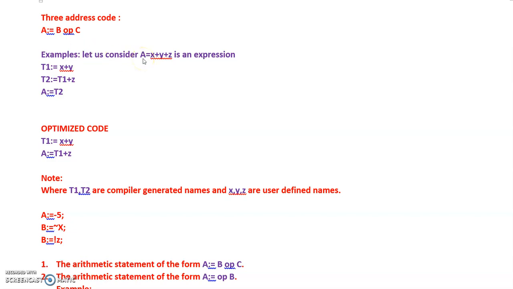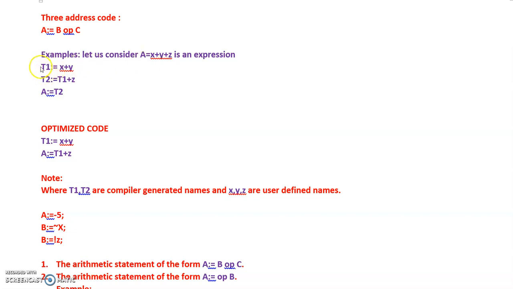If I consider a is equivalent to x plus y plus z, now I'm going to compute this expression. To generate a three address code for this expression, we have to use three different operands, one operator and one assignment statement.